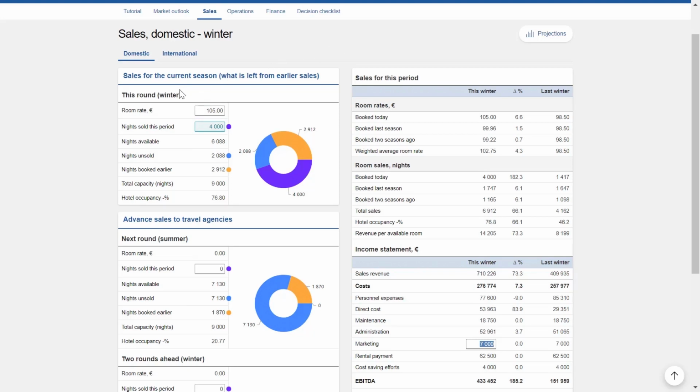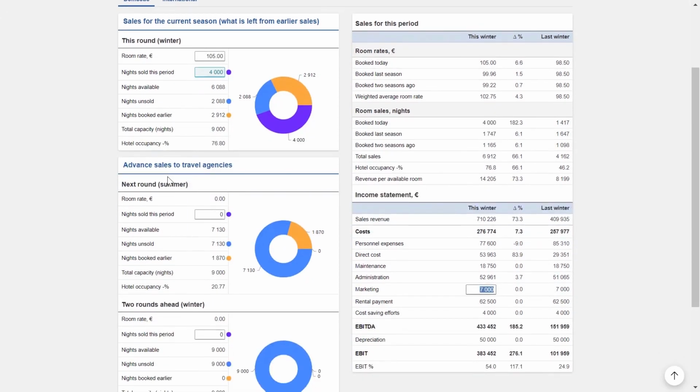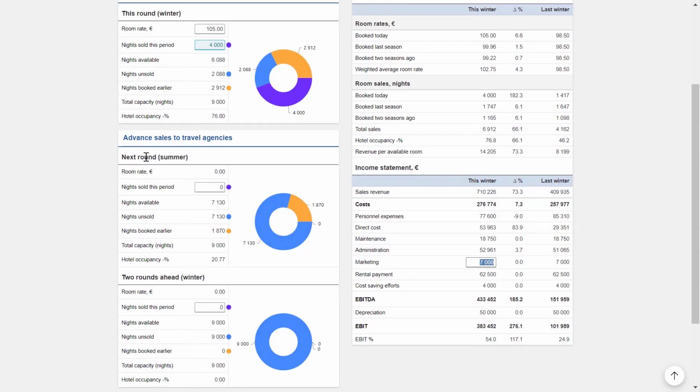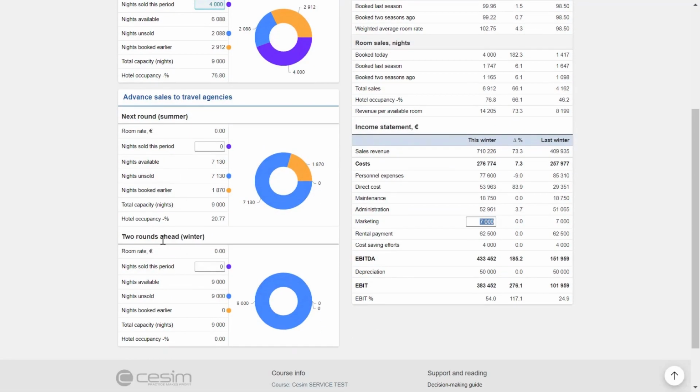Okay, so besides the direct sales we also have advance sales, and that we decide here. So we are able to sell capacity also to the following season, which is the summer season, and then two seasons ahead, which is again a winter season. And here we make the decision by deciding how many room nights we want to sell. So now if I say that I want to sell 2,000 room nights, then I'm going to get this kind of price quotation from the channel saying that if you want to sell this much, then this is the amount that they are willing to pay per night.